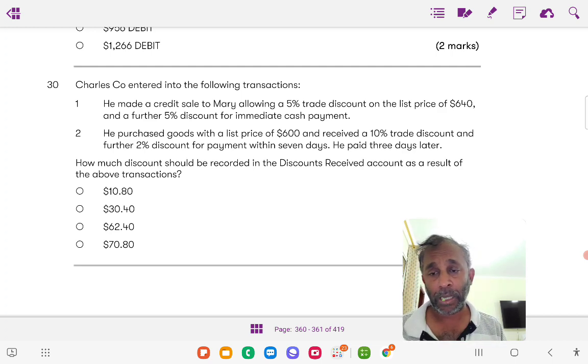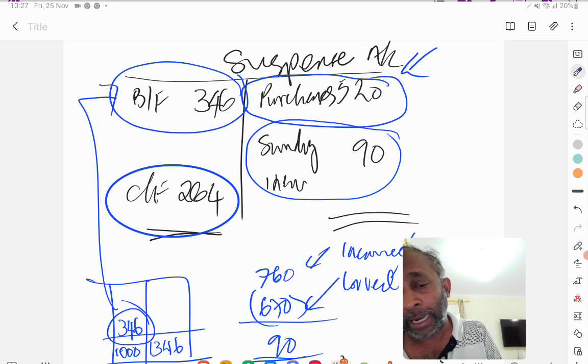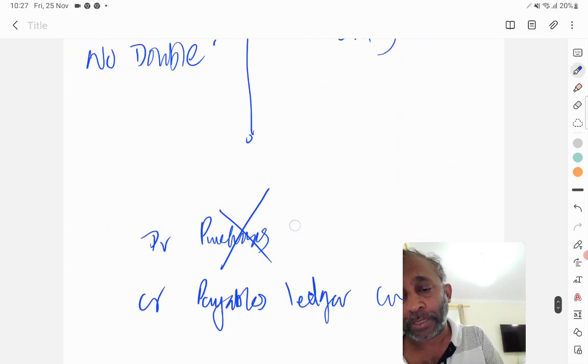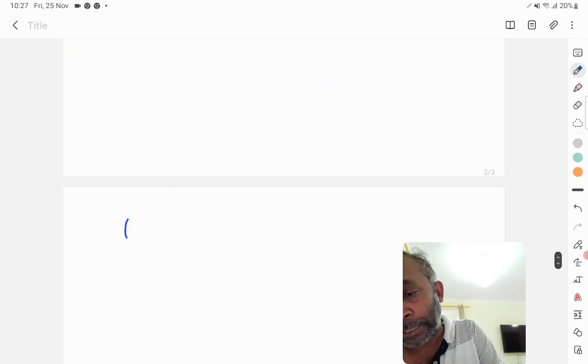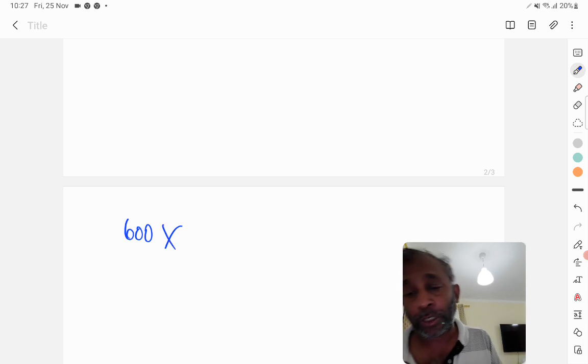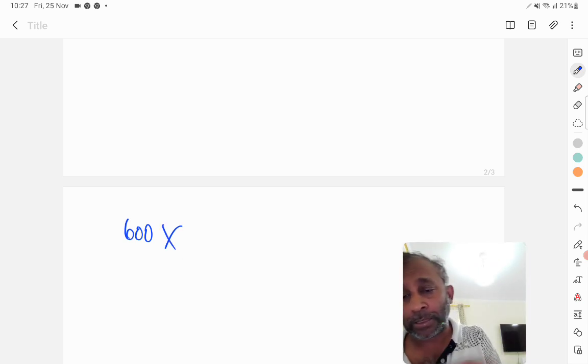What is the question now? How much discount should be recorded in the discount received account? So income. So when it comes to the discount received account, we don't need to worry about transaction number 1. We only need to worry about transaction number 2, and the calculation will be, this is the calculation, 600, and then you need to remove the trade discount. So what I will do, I will work it out at 90%.